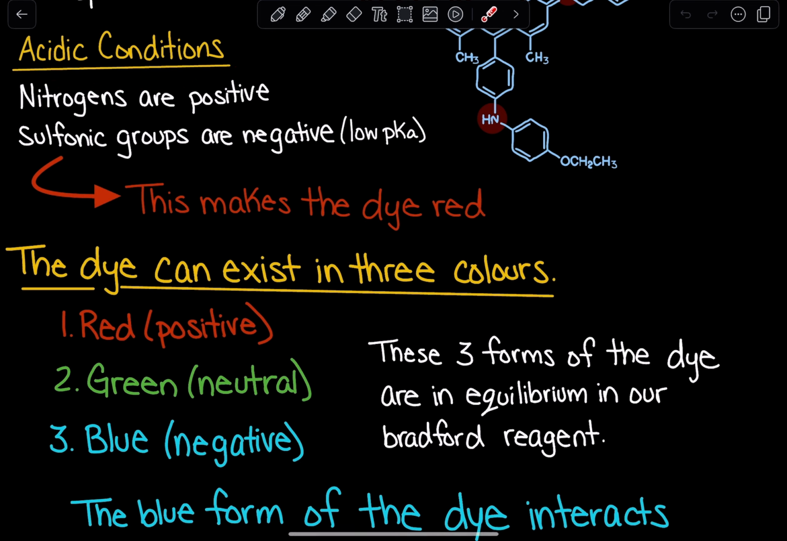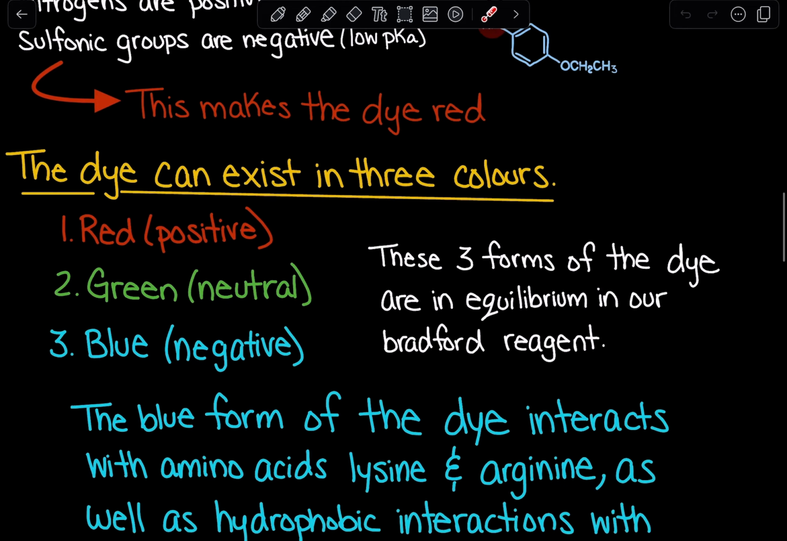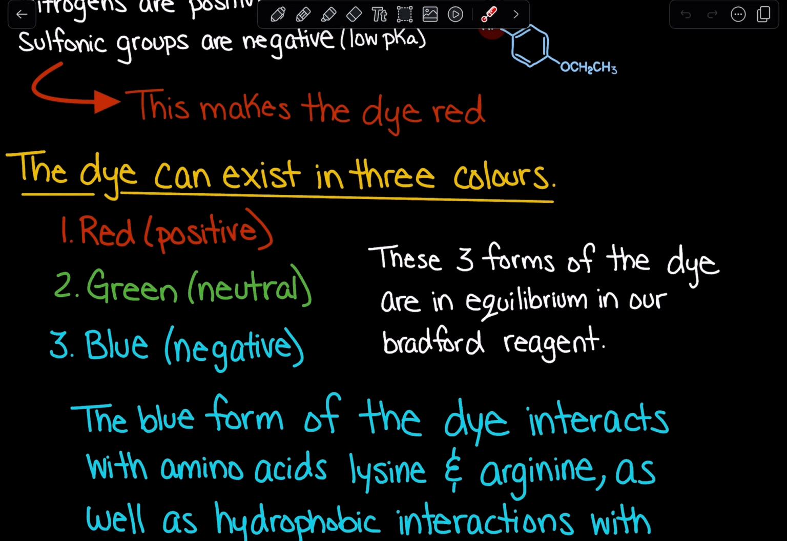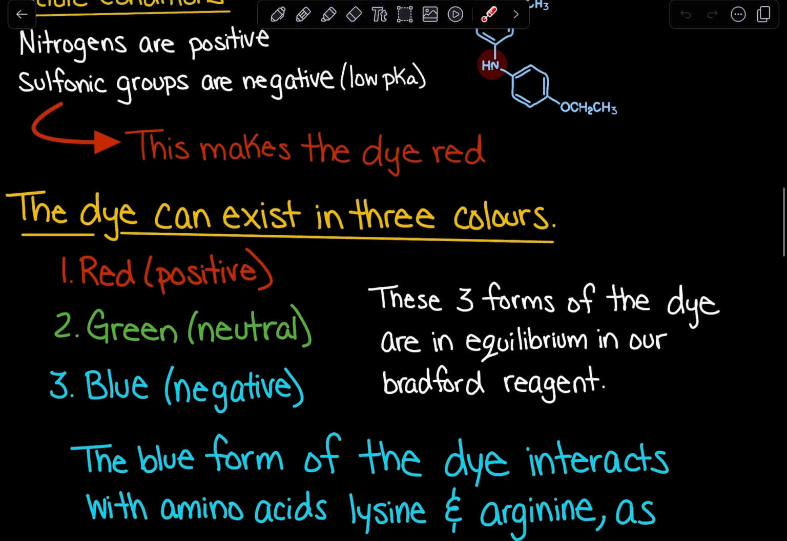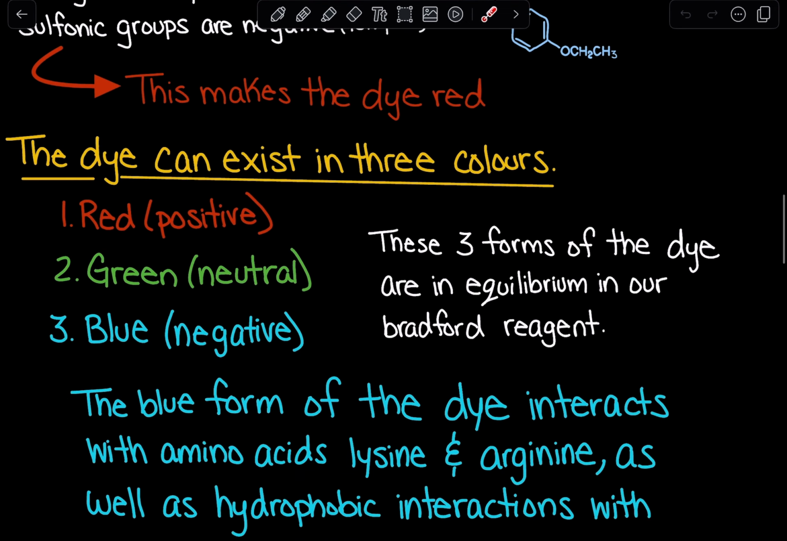Now the dye itself, so this dye, Coomassie Brilliant Blue, can exist in three different colors or three different states. The red, which we just talked about when we have the overall charge of +1. It can exist in a neutral state where the charges cancel each other out. And then we can also have a blue state, which is going to be negative when all the dye forms of Coomassie Brilliant Blue have an overall negative charge.